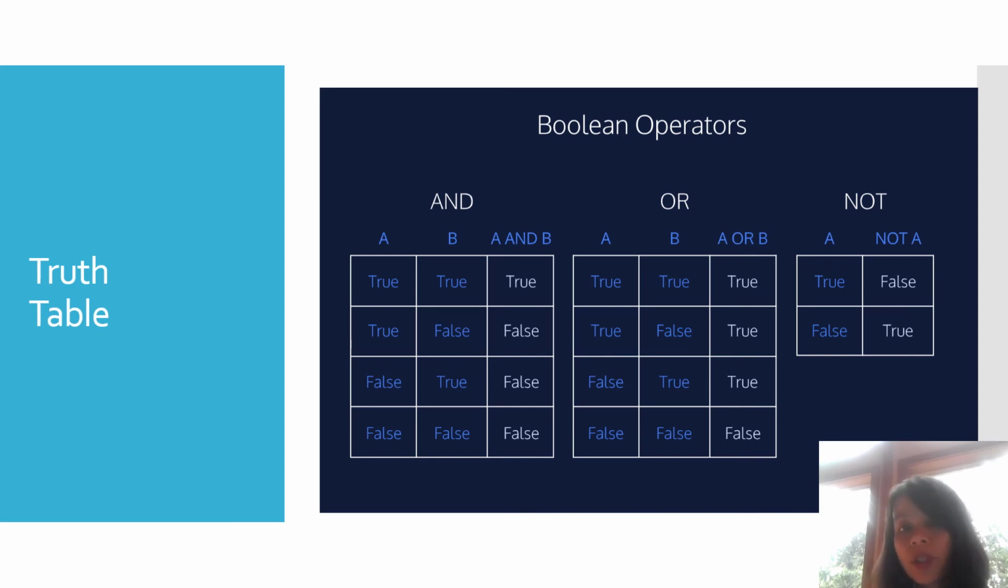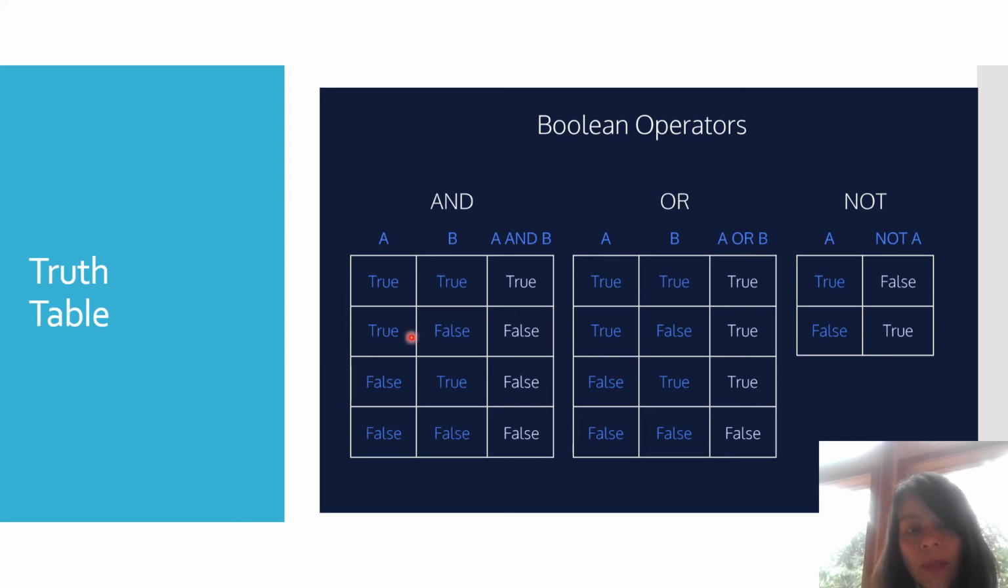All right, so we have a truth table here, which makes it a lot easier to see what I was just talking about. If A and B are true, then A AND B is true. If A is true and B is false, it's still false. If A is false and B is true, still false. And if A is false and B is false, of course, it's false.